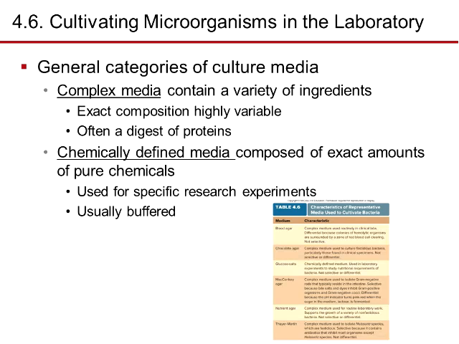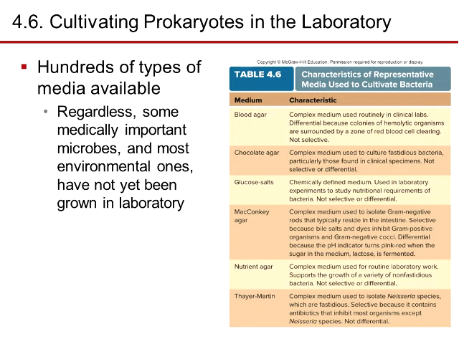We cultivate microorganisms in the laboratory. We have general categories of culture media. We have complex media, which contains a variety of ingredients. Its exact composition is highly variable, and often it's a digest of proteins. We have chemically defined media, which is composed of exact amounts of pure chemicals. It's used for specific research requirements, and it's usually buffered. And you see here there are different types of medium: blood agar, chocolate agar, glucose salts, MacConkey's agar, nutrient agar, and Thayer-Martin. You look at the book to see what the definitions of those are.